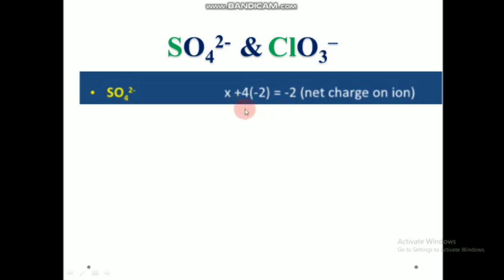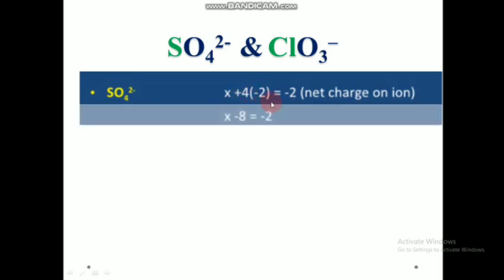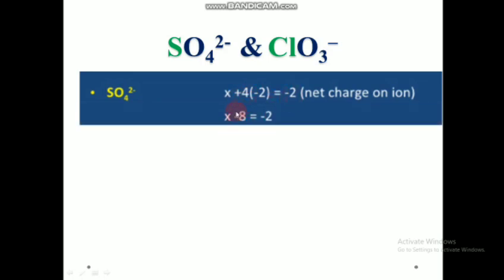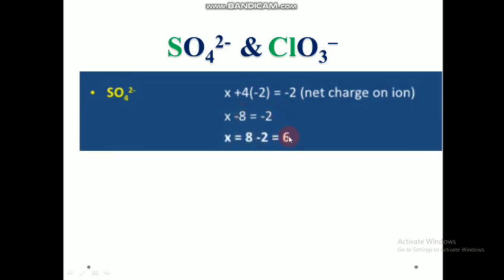When we solve this equation, 4 into -2 will become -8. So X minus 8 is equal to -2. Taking this 8 to the other side, it will become +8. So 8 minus 2 will be 6. So the oxidation state of sulfur in SO4 2- is +6, or positive 6.